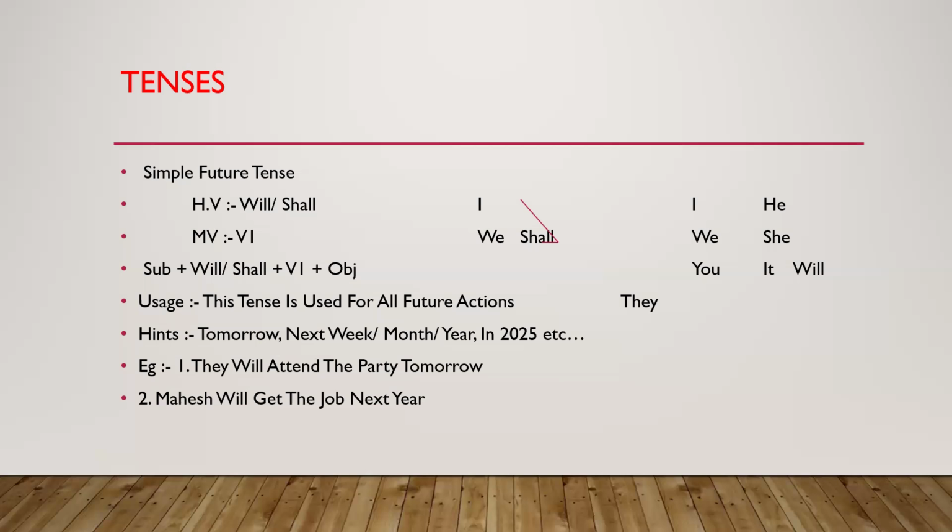They will attend party tomorrow. Here they is the subject, will is the helping verb, and attend is V1, the party tomorrow. Here tomorrow is the keyword.